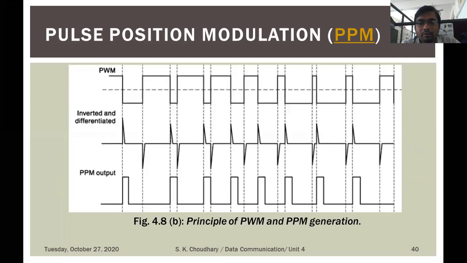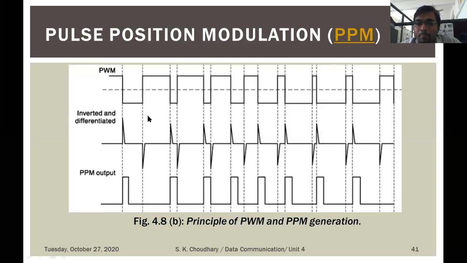You can see here what I have told you. The PWM signal that we generated at the output of the comparator is given to the inverter. The inverter only changes the polarity, so the negative becomes positive and the positive becomes negative at the output of the inverter.